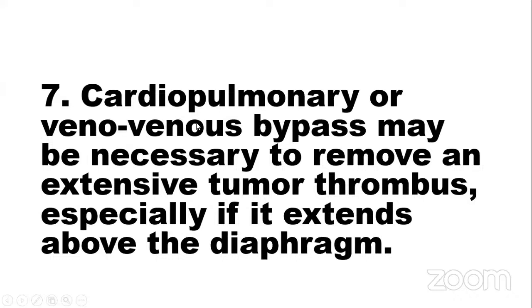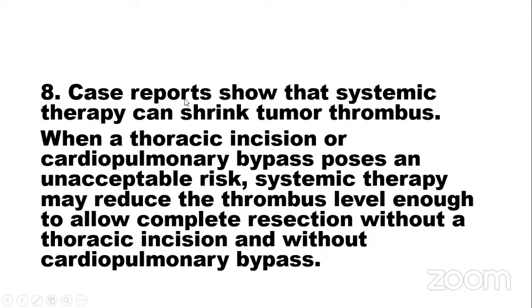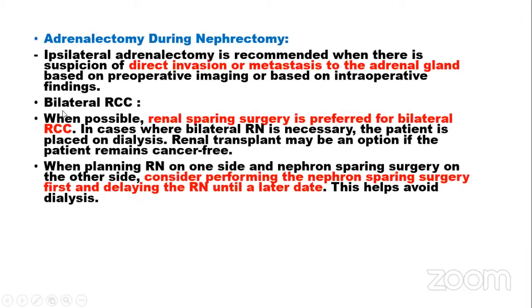Cardiopulmonary and venous bypass may be necessary to remove an extensive tumor thrombus, especially if it extends above the diaphragm. Case reports show that systemic therapy can shrink tumor thrombus when a thoracic incision or cardiopulmonary bypass poses an unnecessary risk. Systemic therapy may reduce the thrombus level enough to allow complete resection without a thoracic incision and without cardiopulmonary bypass.